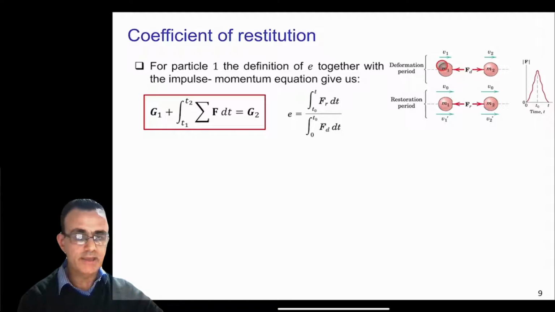So this means that for the whole system, there will be no effect of the Fd on this equation here. But if you consider one particle only, which is what we are doing here, then for one particle we cannot apply the law of conservation of momentum. Then we will need to consider the deformation and restoration impulse here.